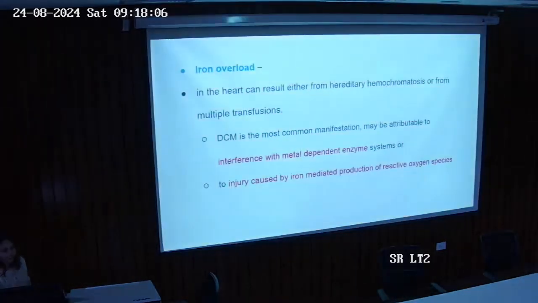Iron overload is another cause. How does it cause this? It interferes with the metal dependent enzyme system. Okay, and it can also cause injury by the iron mediated production of reactive oxygen species. Okay, ROS, that can be produced by iron, can cause damage to the myocardium, and that can cause dilated cardiomyopathy.